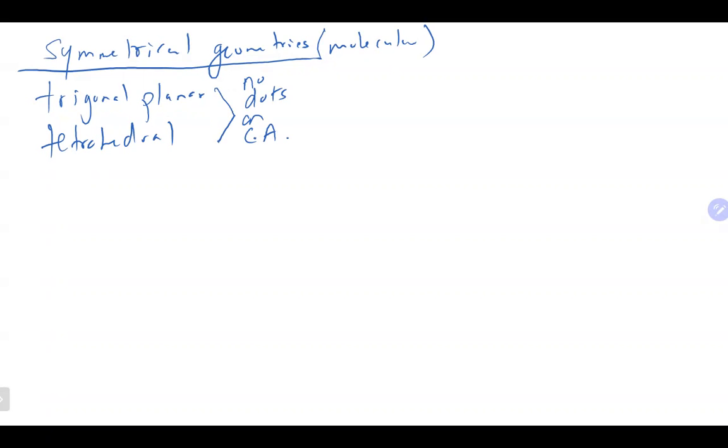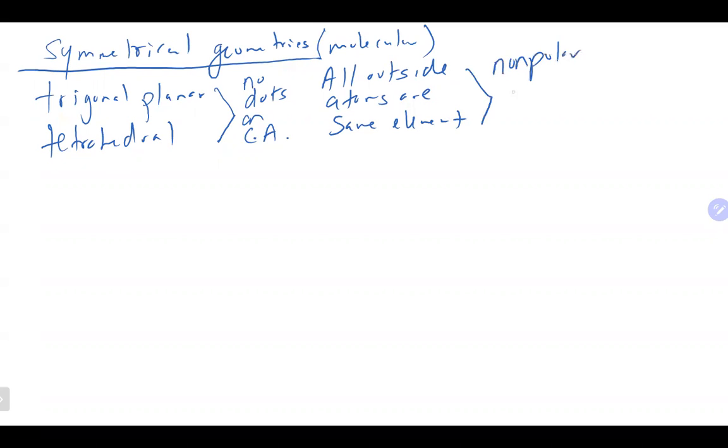And if you have one of these two geometries and all the outside atoms are the same element, they will basically be symmetrical to each other and pull equal or push equal to each other, and you will end up with a nonpolar molecule. So for example, if we draw something like CF4 here, we'll draw all of the dots there in the back on the outside here.